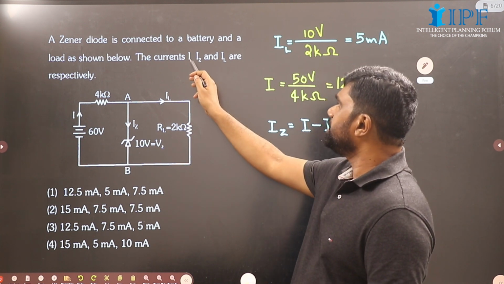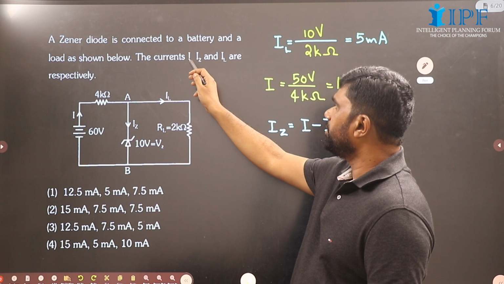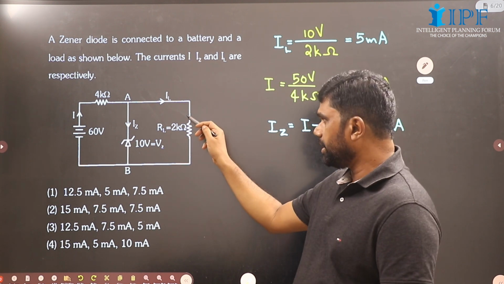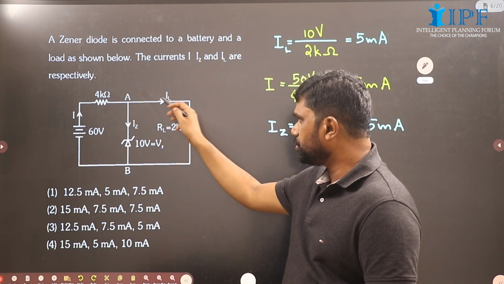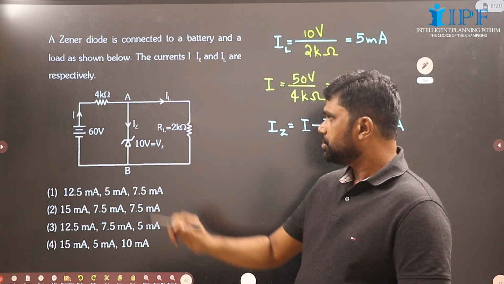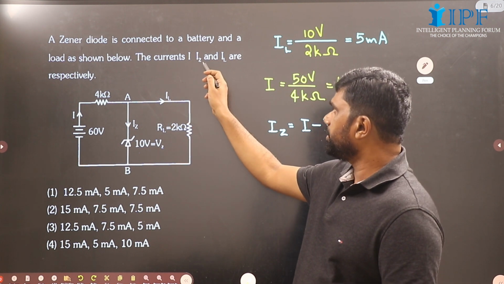Okay, so this is 12.5. Then IZ equal to 12.5 minus 5. Okay, this is 12.5. Current through this branch is 5. So this will be 7.5 milliampere. So 12.5, 7.5, 5.